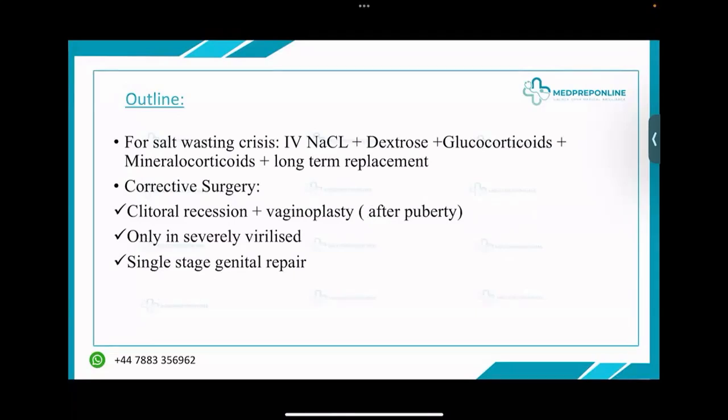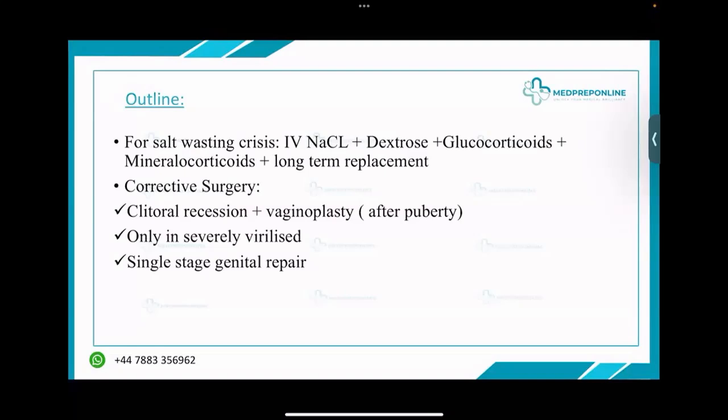Now, corrective surgery in case of a female baby, because of clitoromegaly, you can do an early clitoral recession with a vaginoplasty, which is done after puberty. Basically, when the female adult genitalia form, that is when you can go for a corrective vaginoplasty. But this is only limited to cases which are severely virilized. You will not be doing this for milder forms, which can get corrected by glucocorticoid as well as mineralocorticoid supplementation. So in severe cases, we'll be doing clitoral resection and vaginoplasty.